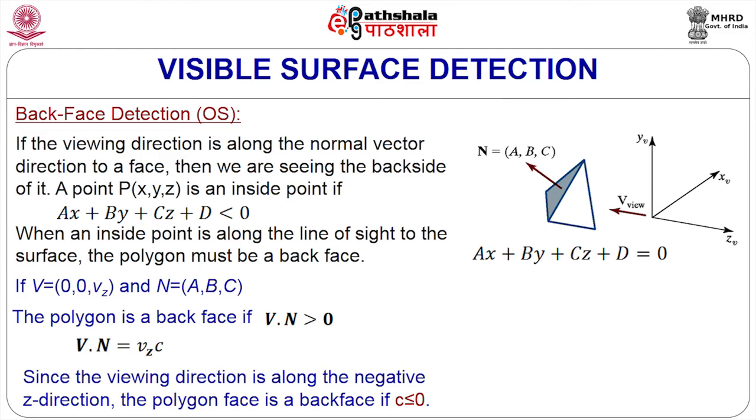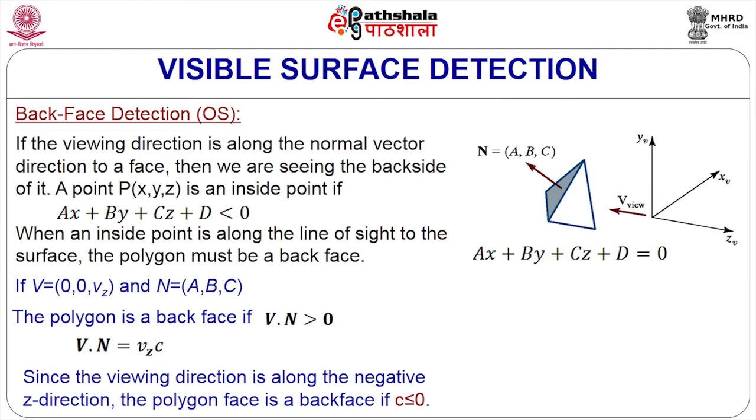So, along the negative z direction, x coordinate is 0, y coordinate is 0, and z coordinate is actually negative. So, if you take the V vector, which is the viewing vector direction, the components are 0 0 Vz, where Vz is the z component of the viewing vector, which is in fact negative.